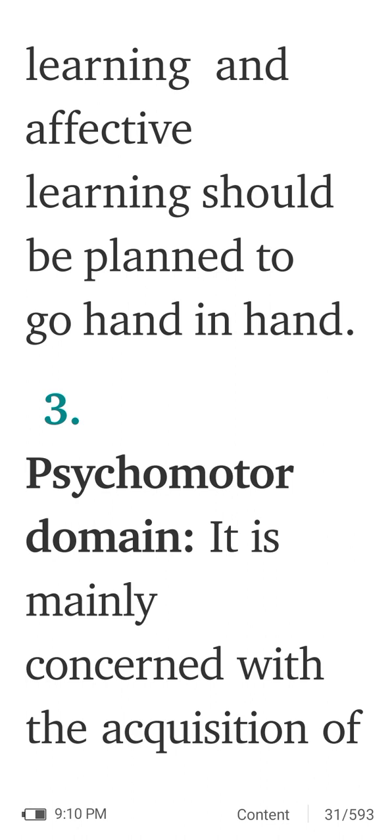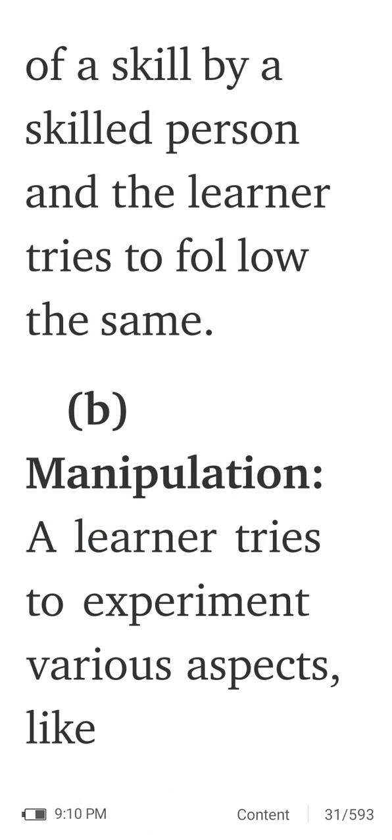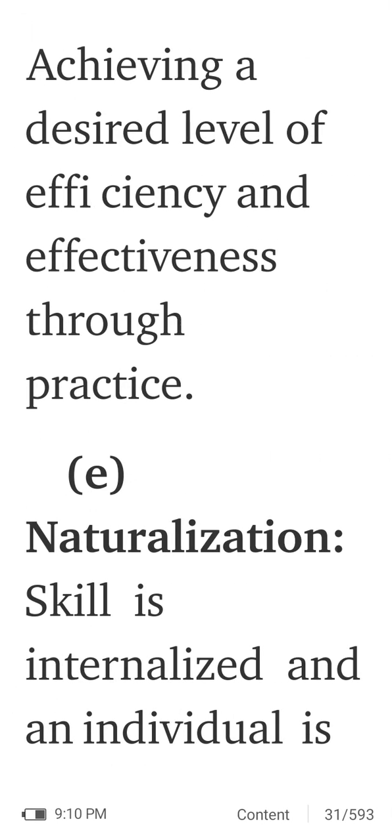Then psychomotor domain, it is mainly concerned with the acquisition of technical skills. Following are the 5 different levels of instructional objectives in the psychomotor domain. Imitation, it includes demonstration of a skill by a skilled person and the learner tries to follow the same. Then manipulation, a learner tries to experiment from various aspects like manipulating machinery, equipment, etc. Precision, accuracy in performing various acts increases with practice. Articulation, achieving a desired level of efficiency and effectiveness through practice.